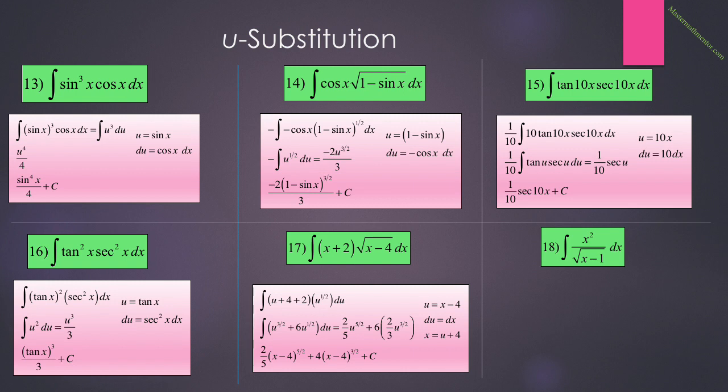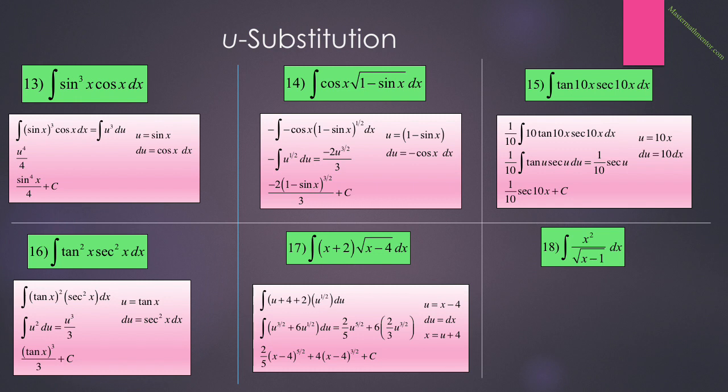However, if I solve for x, since u is equal to x minus 4, x equals u plus 4. So I am now going to replace x with u plus 4 in the original expression. And this becomes the integral of u plus 4 plus 2 times u to the 1/2 du. So we now have an expression, the integral of u to the 3/2 plus 6u to the 1/2. And we can integrate that in terms of u.